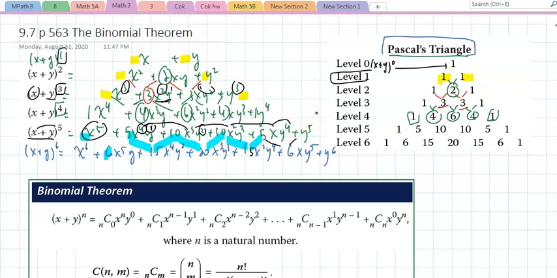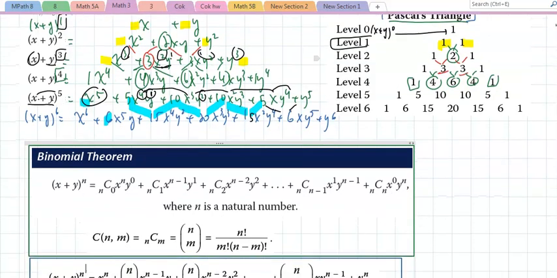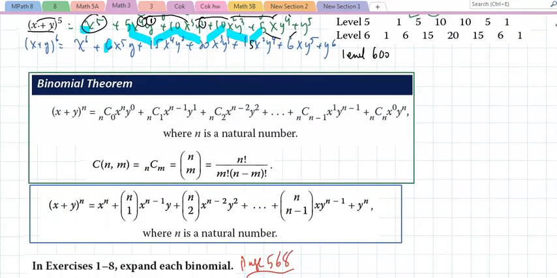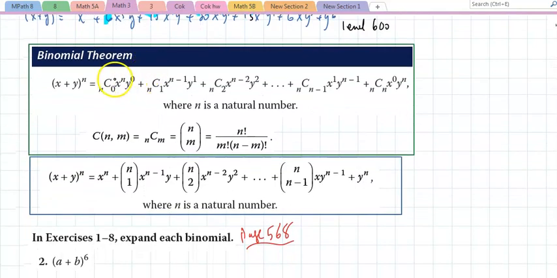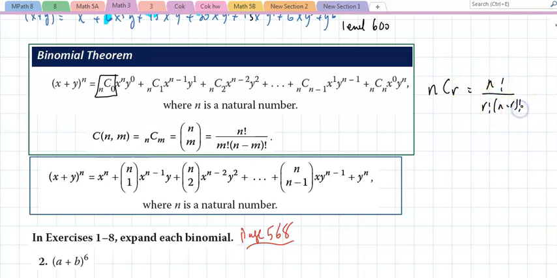The binomial theorem is very useful to figure out one specific term. The weakness of Pascal's triangle is, if I want level 600, I need to list the first 599 levels to get to 600, which is a lot of work. The binomial theorem could pinpoint a location in one shot. It has two different forms. They're both saying the same thing. In case you don't know what this is, nCr is n factorial divided by r factorial times n minus r factorial.